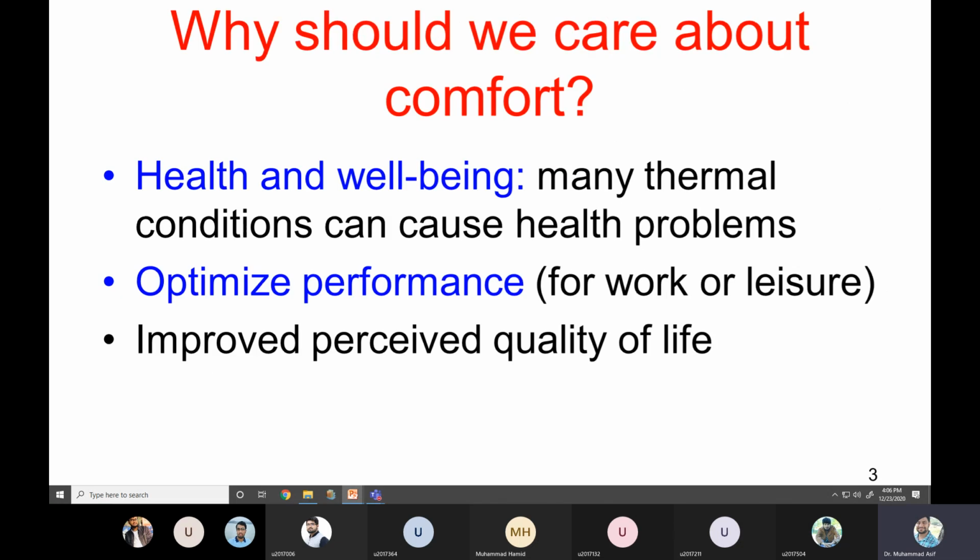Then the next question that comes to our mind is, why should we care about comfort? First of all, comfort is related to the health and well-being of the human being. Many thermal conditions can cause health problems. If the temperature or the humidity is not maintained, then you may feel some health issues. The other advantage is that if you are working in an office and your environment is thermally comfortable, then your work performance will be much better. Even if you are at leisure, you can enjoy a lot. So it gives you a perception of improved quality of life. That's why thermal comfort is very important in our life.